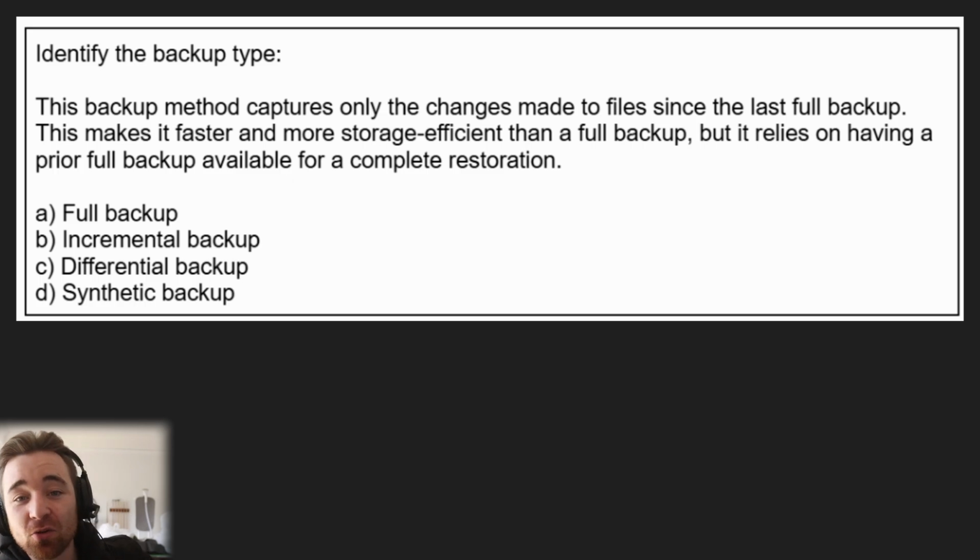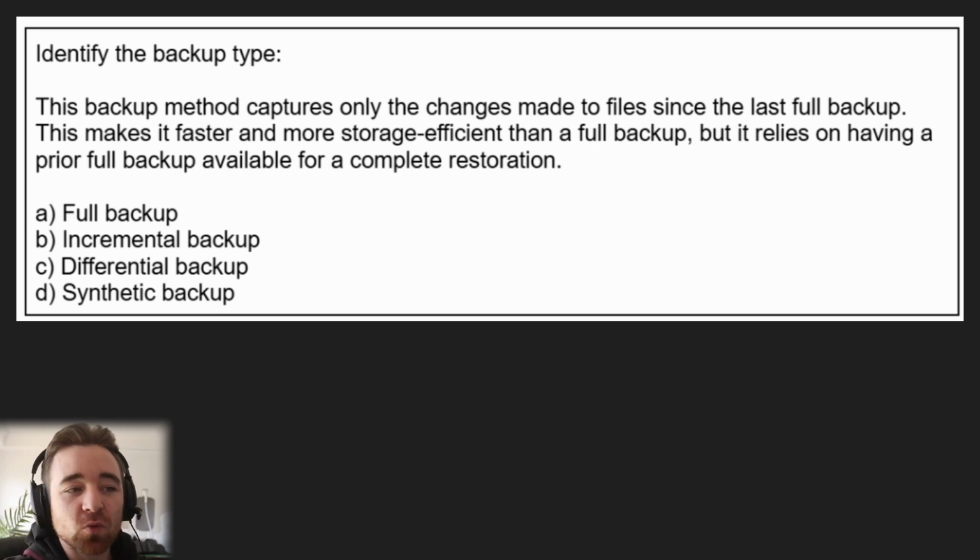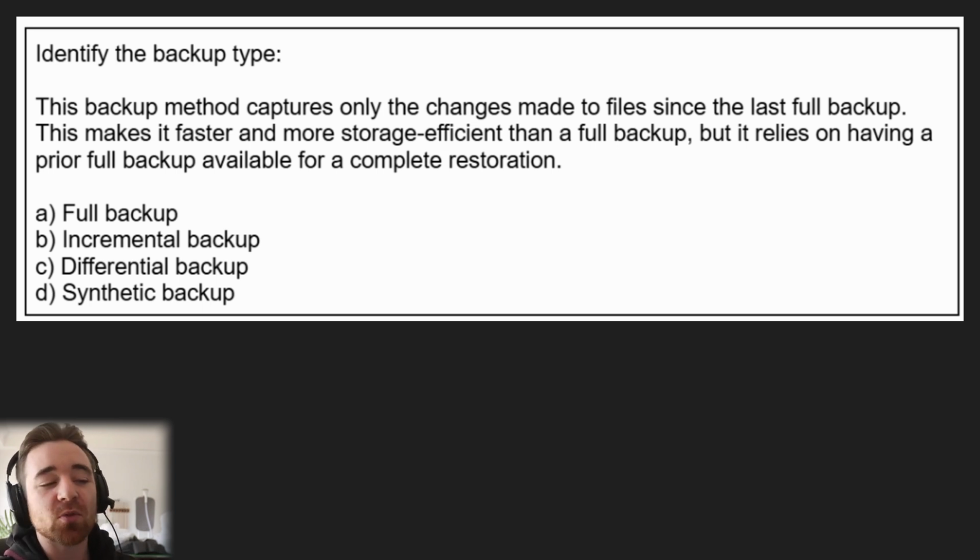We're going to go ahead and go through the last question now. It reads, identify the backup type. This backup method captures only the changes made to files since the last full backup. This makes it faster and more storage efficient than a full backup, but it relies on having a prior full backup available for complete restoration. Is that describing A, a full backup, B, an incremental backup, C, a differential backup, or D, a synthetic backup? Pause the video if you need some more time. Your answer coming in 3, 2, 1.